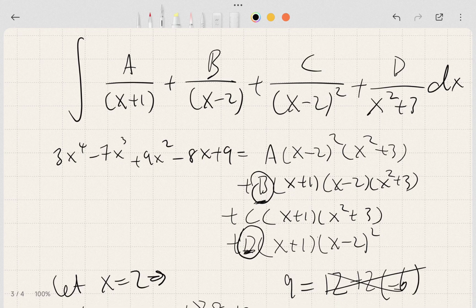This can be a pain. We know A and C are basically just one. Just need to figure out what B and D are. Now, I think we do have to expand the brackets in order to really find out what B and D both are in this case.